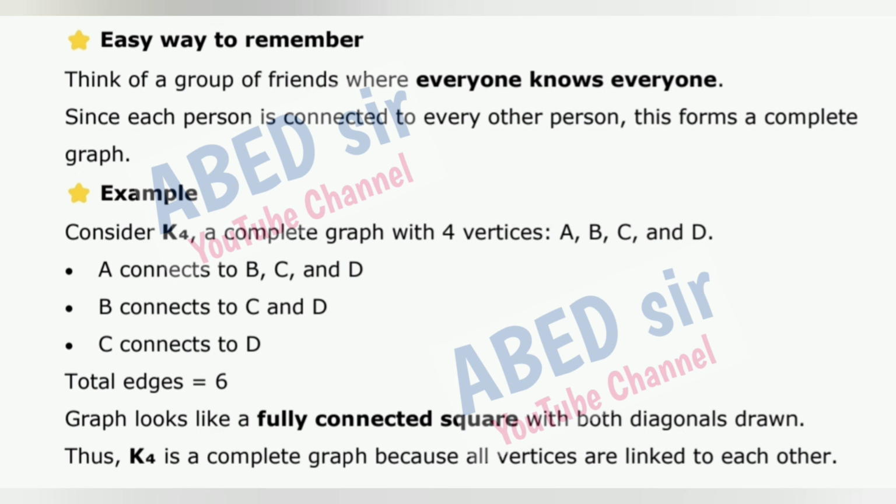Example: consider K4, a complete graph with 4 vertices A, B, C and D. A connects to B, C and D. B connects to C and D. C connects to D. Total edges is equal to 6. The graph looks like a fully connected square with both diagonals drawn. Thus, K4 is a complete graph because all vertices are linked to each other.